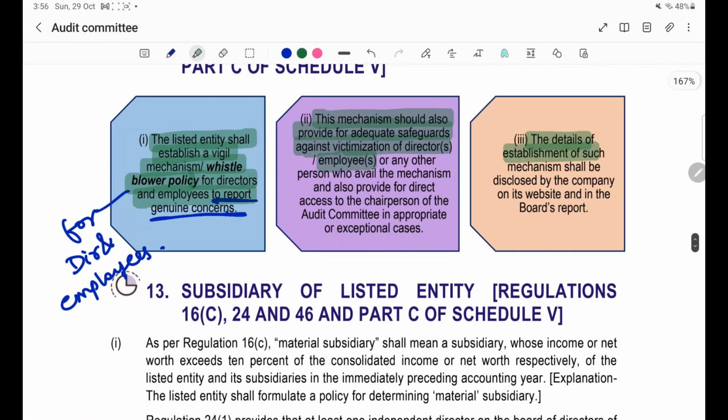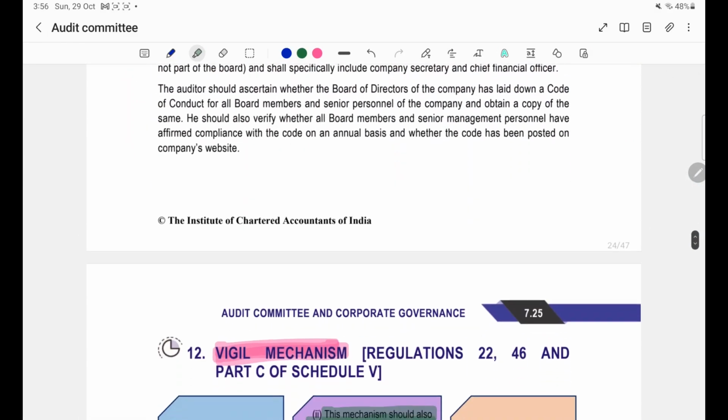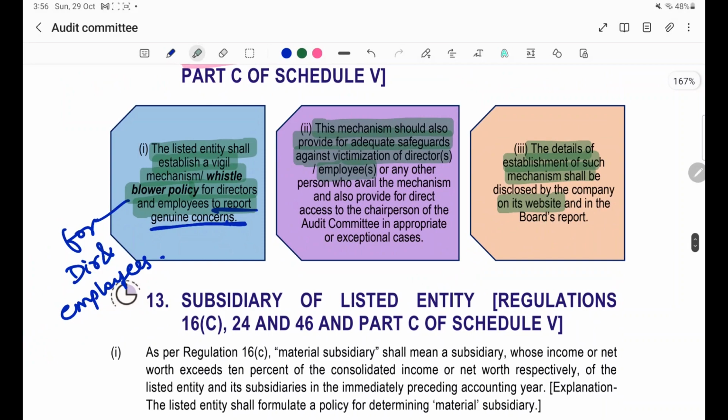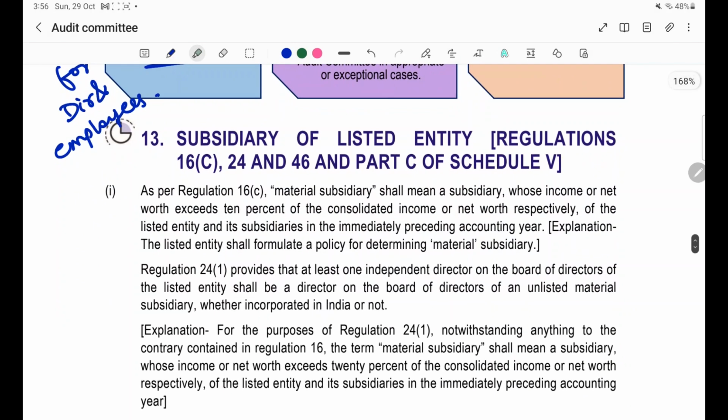Now, regarding the details of establishment, again in the COC, what we saw was that the code of conduct should be mentioned on the website. Here also it is written, the vigil mechanism shall be disclosed by the company on its website and in its board's report. Okay, so now there is the subsidiary of a listed entity.